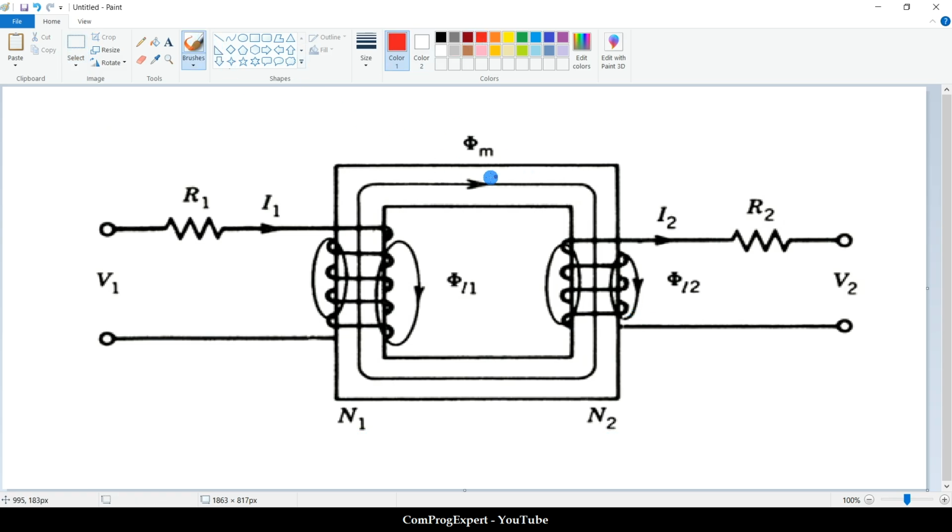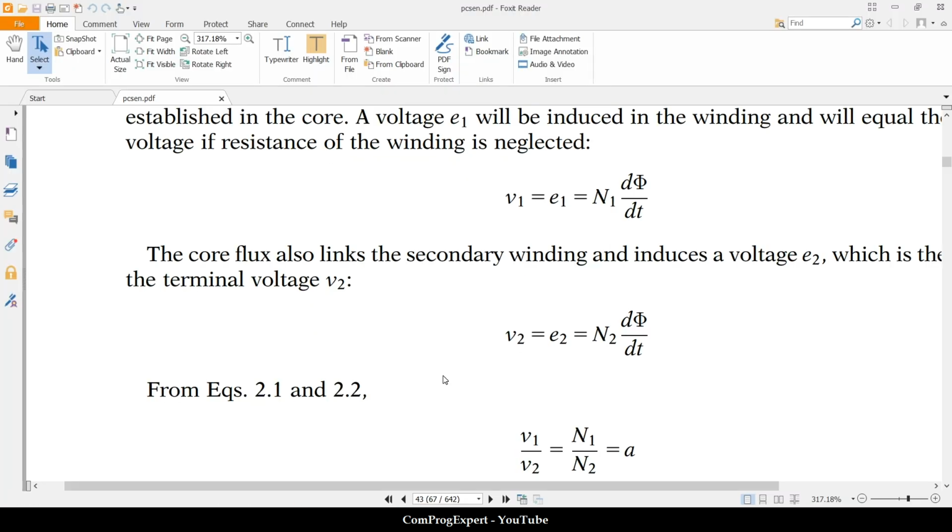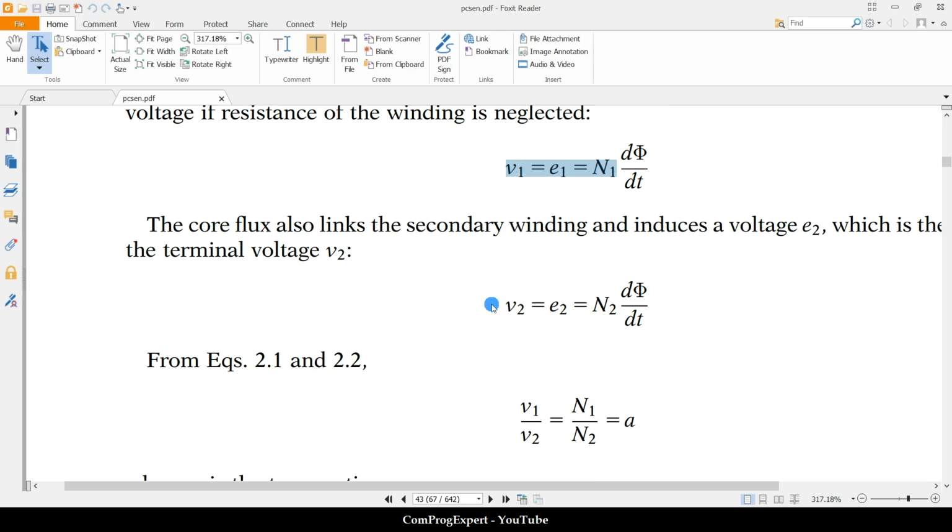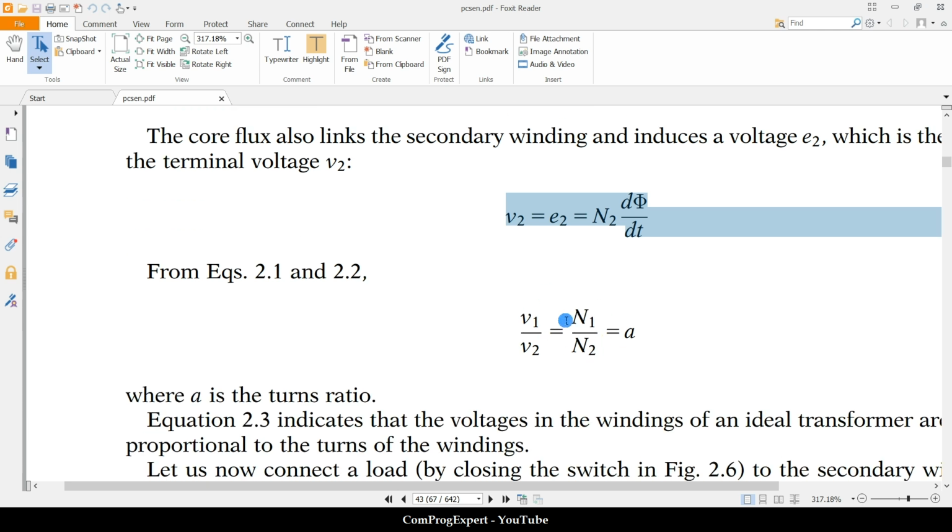The value of the flux phi m, phi mutual, is the same for this coil and this coil. So we can write these two equations. This is the induced voltage for the primary coil and this for the secondary coil, because the core flux phi is the same for both coils. We can divide this equation by this equation and we omit this term d phi dt. Finally we will have this equation.